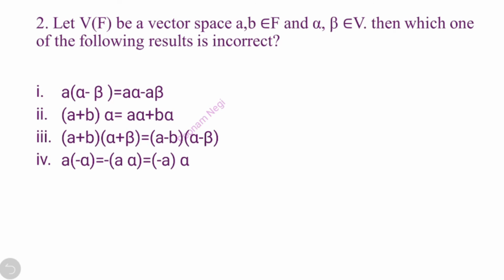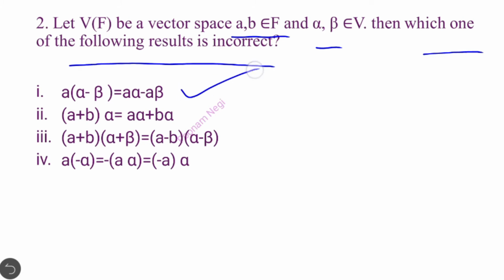Next question is, let V be a vector space where a, b belong to F and alpha and beta are in V. Then which one of the following results is incorrect? First, for a vector space we can easily prove that a into alpha minus beta equals a alpha minus a beta. This is right. a plus b into alpha equals a alpha plus b alpha, and a into minus alpha equals minus a alpha equals minus a into alpha.